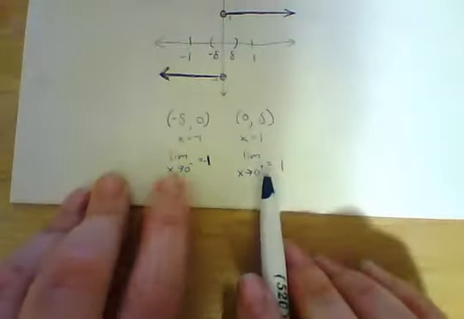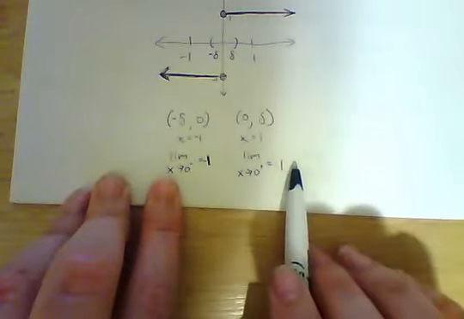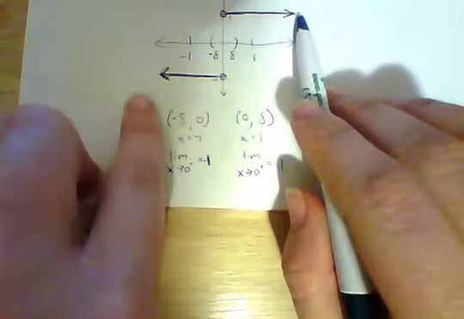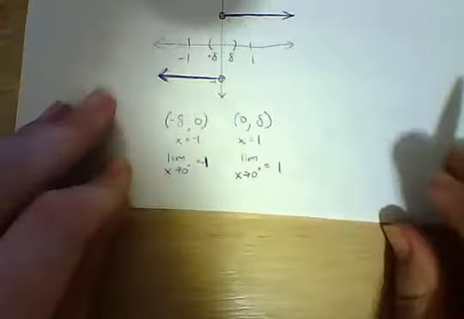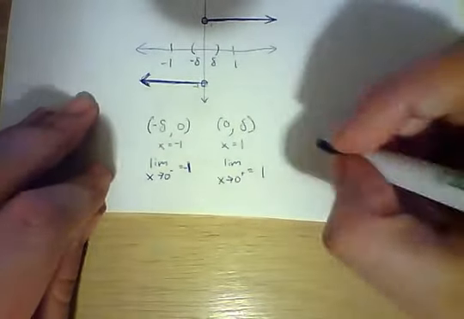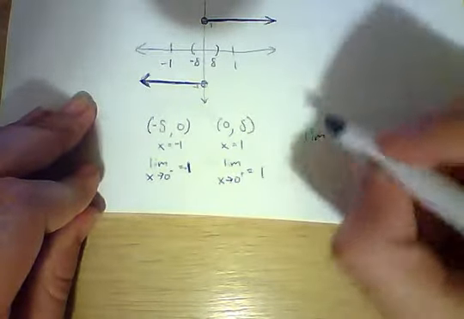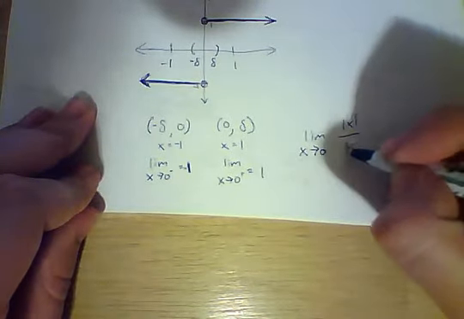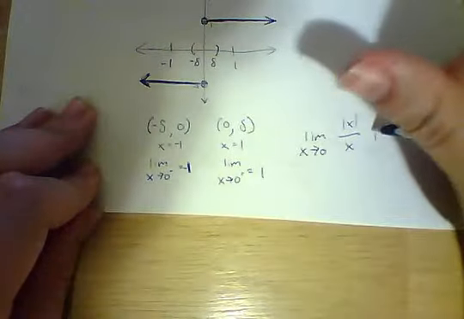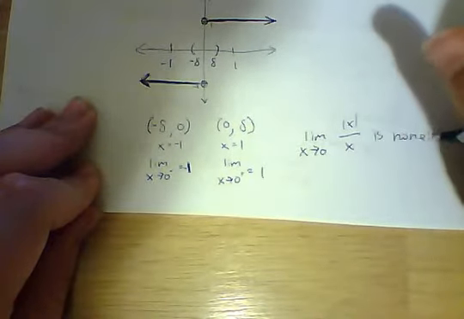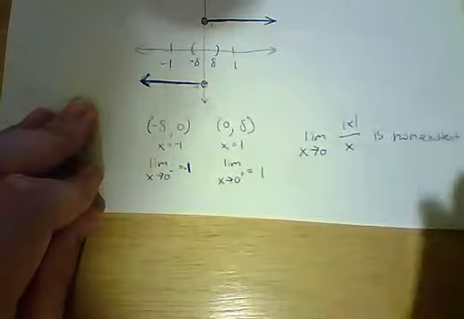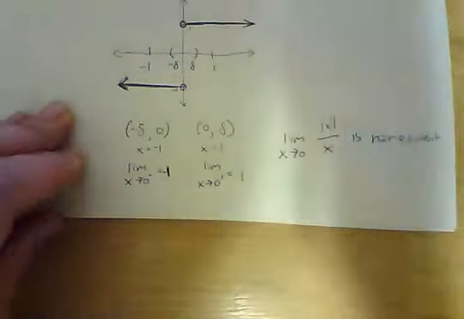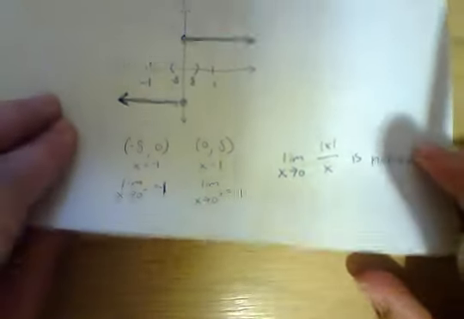So, as you can see, these two values are different. And when we have the directional approaches approaching different numbers, then we don't have a limit. So we can state the limit as x approaches 0 for absolute value x over x is non-existent, or does not exist. Okay, moving on.